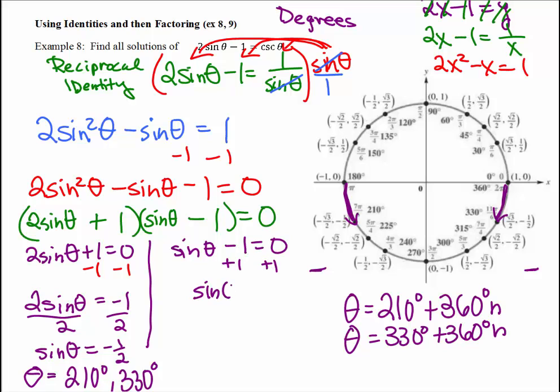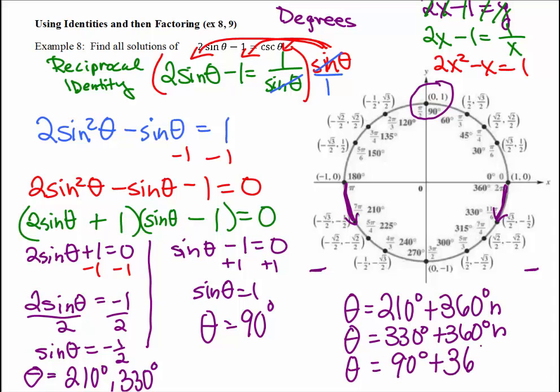We end up with sine theta is equal to 1. And we're looking on the unit circle here to find where is sine equal to a positive 1, and that would be up here at 90 degrees. So that's the only place on our unit circle that has a sine value of positive 1. So our solution will be theta is equal to 90 degrees plus 360 n.